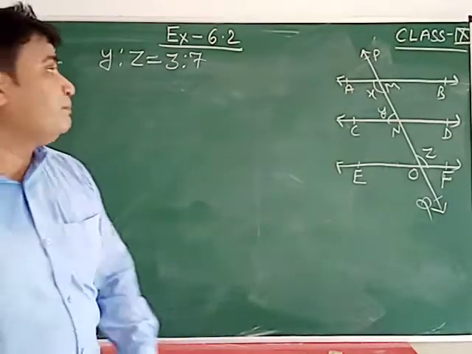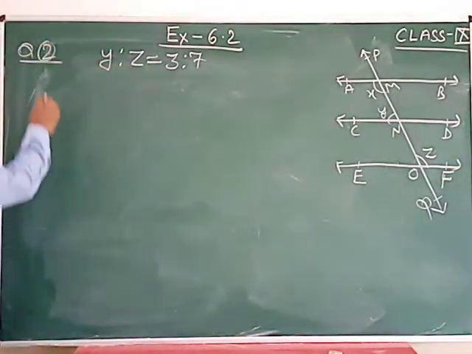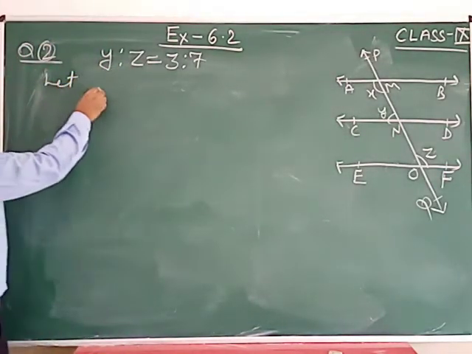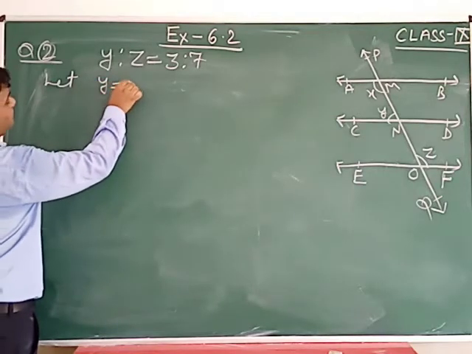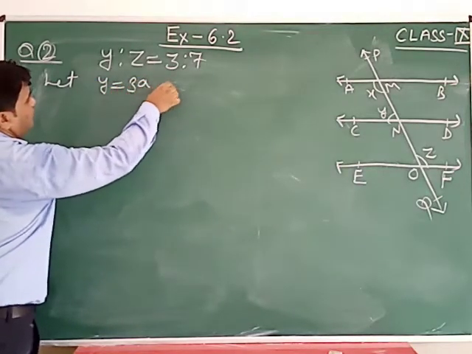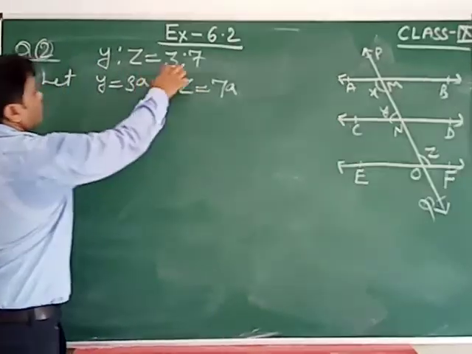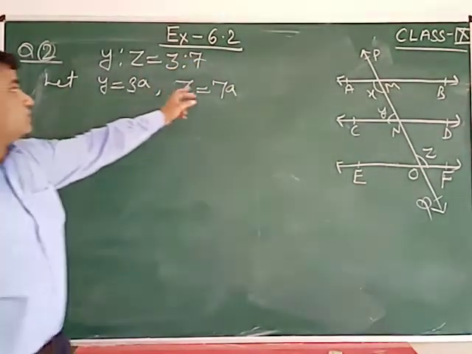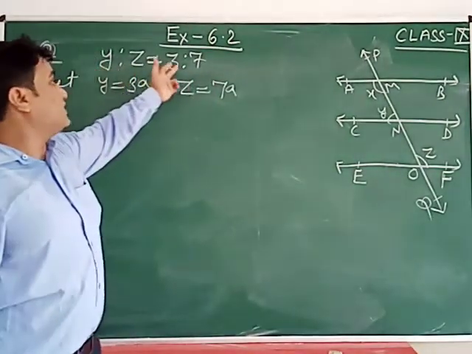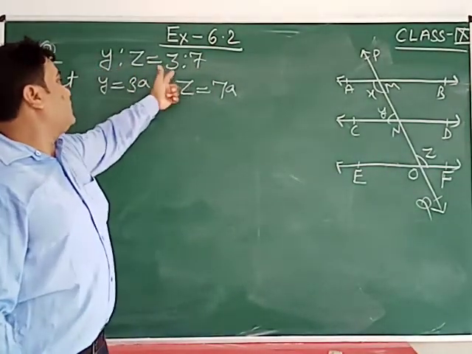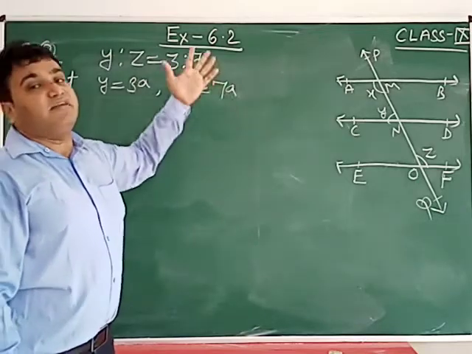How will we find it? Let y equal to 3a and z equal to 7a, because y ratio z is 3 ratio 7.